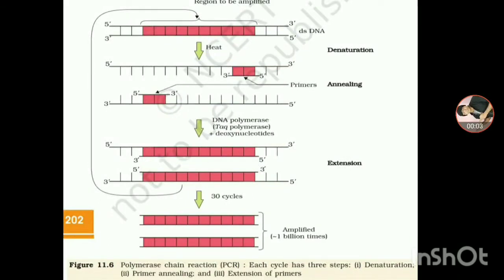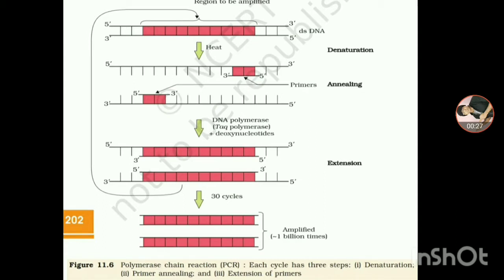PCR, or polymerase chain reaction. It is the artificial rapid synthesis of DNA, which was discovered by Mullis. It is based on two basic principles. First, denaturation of DNA by heat, and second, DNA formation by Taq polymerase.